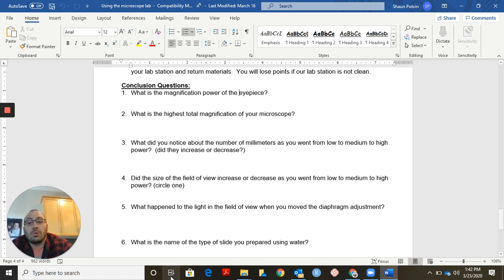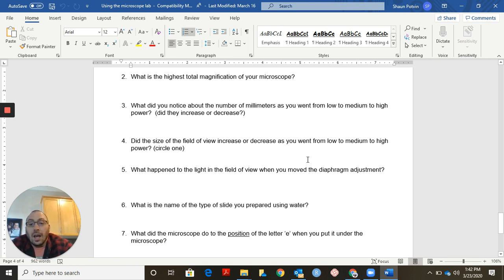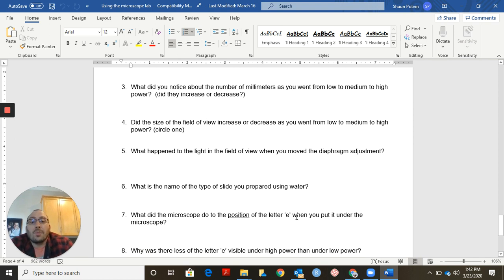Did the field of view increase or decrease? You can sort of get that right from number 3. It's pretty much the same answer. What happens to the field of view when you adjusted the diaphragm? Well, I've already talked about that, so rewatch the video and you'll hear it. What's the name of the type of slide that we prepare using water? This is in your textbook. We're using water. Water's wet. That's the hint I'm going to give you. It is in your textbook.